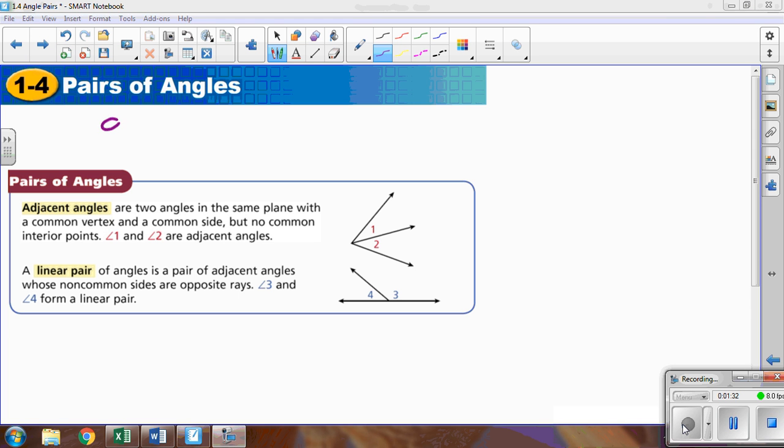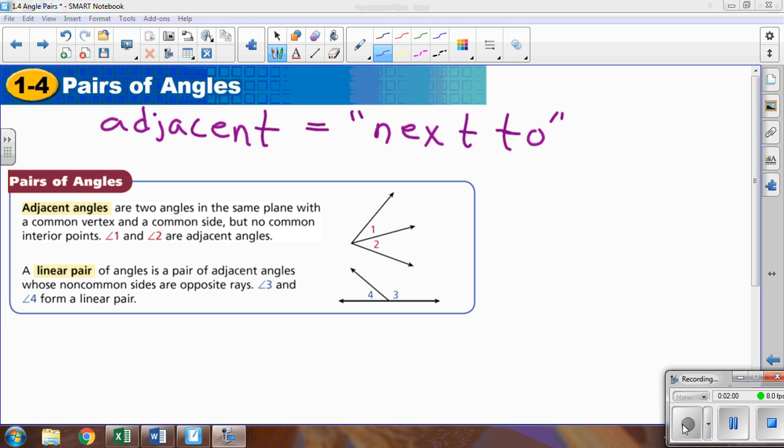At its most basic level in English, the word adjacent simply means next to. Things are adjacent if they're next to each other. So your next door neighbor, their house is adjacent to yours. The person whose desk is right next to you, they're adjacent to you. Understanding that the word adjacent just means next to, what are adjacent angles? They're angles that are next to each other.